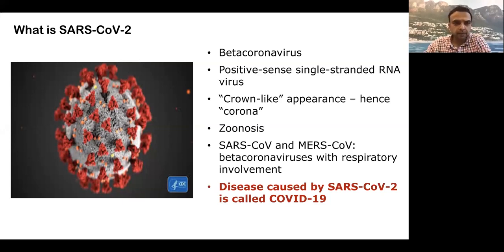So basically, SARS-CoV-2 is a beta coronavirus, and it's a single-stranded RNA virus, and it's got this crown-like appearance. I'm sure every one of you knows this. And it's a zoonosis, meaning that it's a disease that can be transmitted from animals to humans. And basically, it's very similar to the other SARS virus in that all of them can actually infect humans. And the disease caused by SARS-CoV-2 is actually called COVID-19.